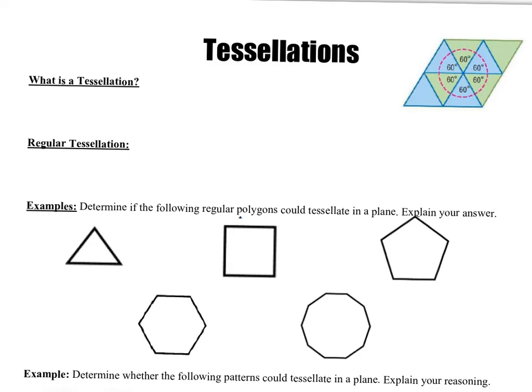Today we're going to talk about tessellations. So obviously the first question you should probably be thinking about is, well, what is a tessellation, right? So a tessellation is created when a shape is repeated over and over again on a plane without creating any gaps or overlaps.